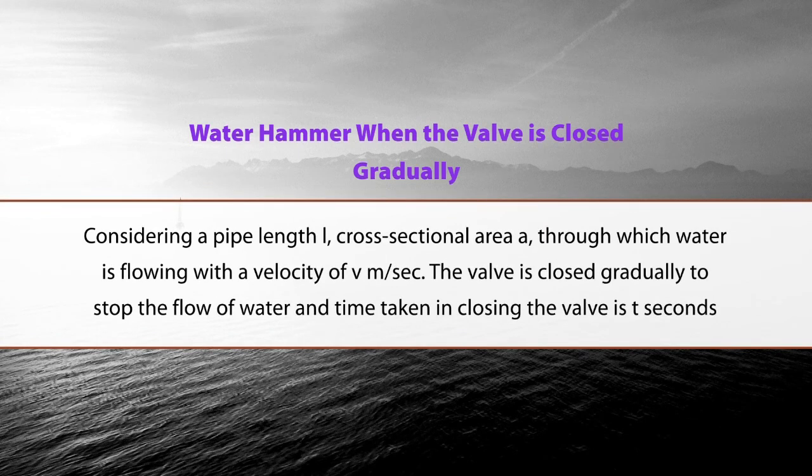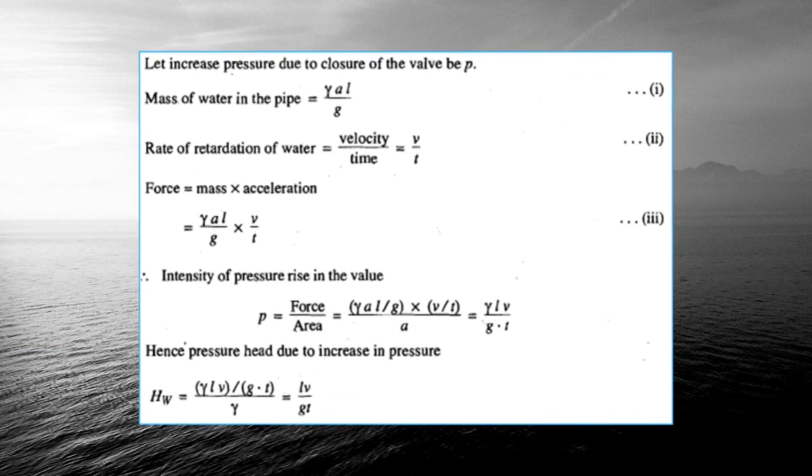Considering a pipe of length L and cross-sectional area A, through which water is flowing with a velocity of V meter per second. The valve is closed gradually to stop the flow of water, and time taken in closing the valve is T seconds. Let the increased pressure due to closure of valve be P. Then mass of water in the pipe is equal to gamma AL upon g. Rate of retardation of water is equal to velocity upon time, which is V upon T.